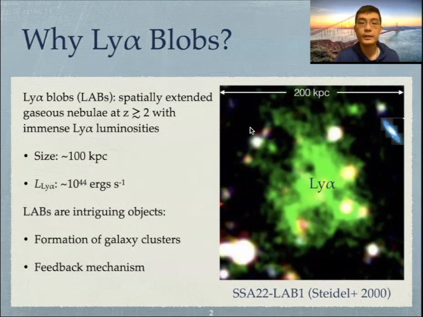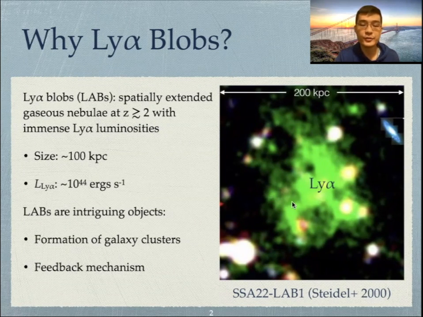As an example, this picture is a famous LAB called SSA22 Lab 1 that we study in this work. It's enormous compared to the Andromeda galaxy, which I put here for comparison, and it has a very strong extended Lyman alpha emission as shown in the green color.